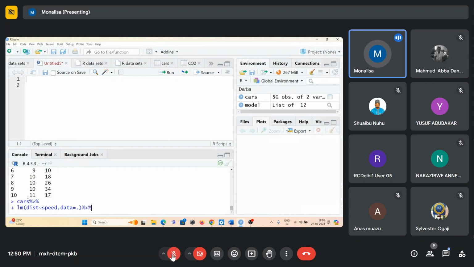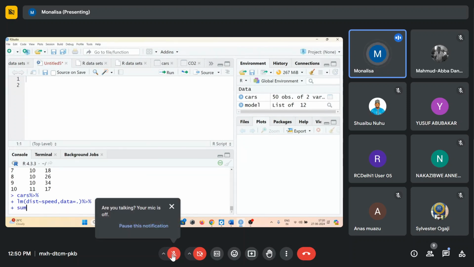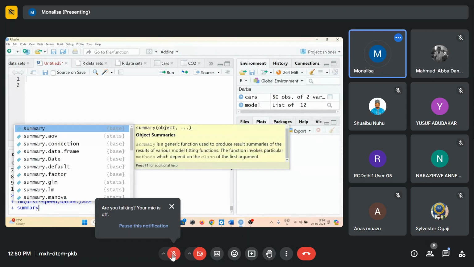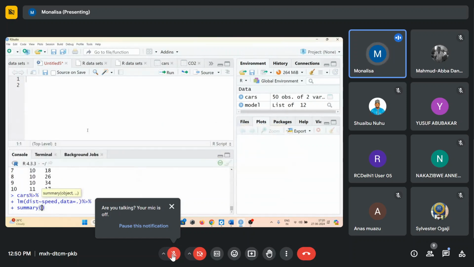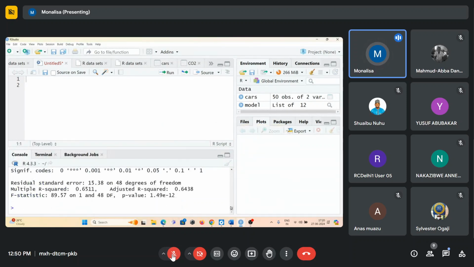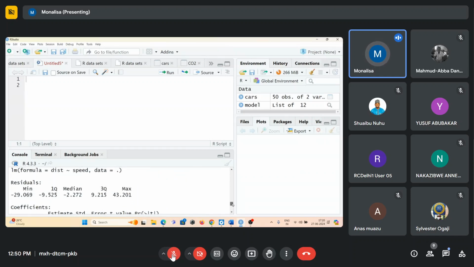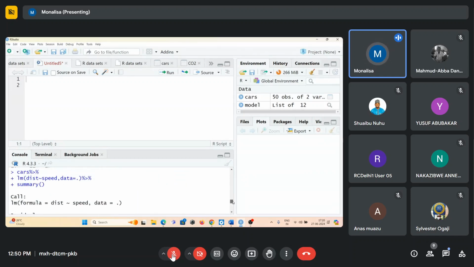That means we are now using this data set cars. That's why we have written equal to dot. It will just import this cars data set here, and we have written this because we want to remove the outliers. I am now writing summary of the data set.